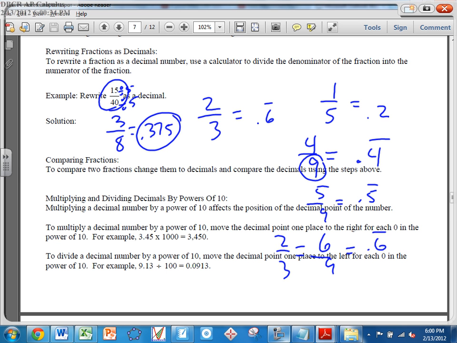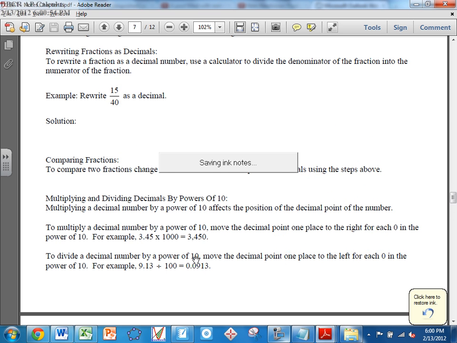If you don't know your eighths, 0.125, 0.250, 0.375, 0.500, 0.625, 0.750, 0.875, 1.000. If you don't know all your eighths, don't worry about it. Go ahead, type in 3 divided by 8, or even just type in 15 divided by 40, and you'll get a decimal automatically. Again, unless you know the number right away, don't try and figure it out by hand.